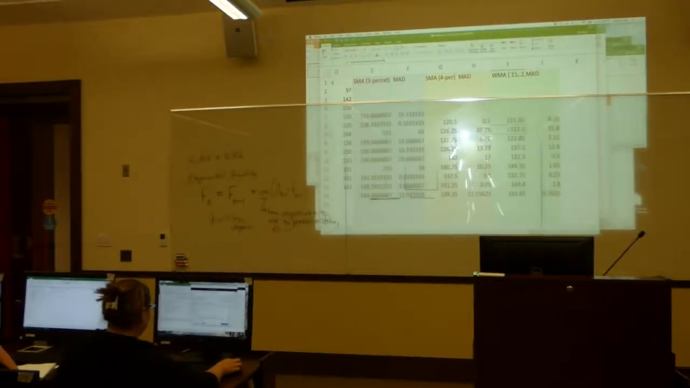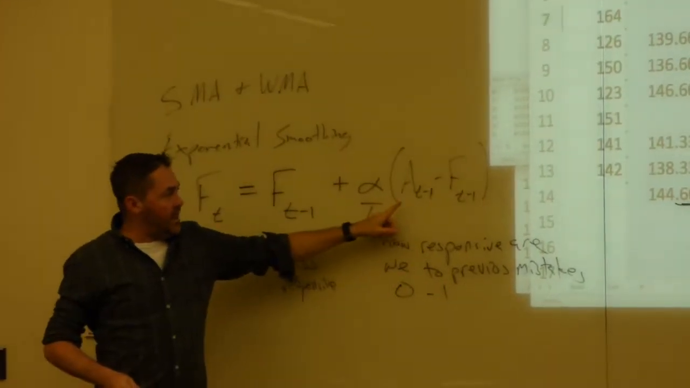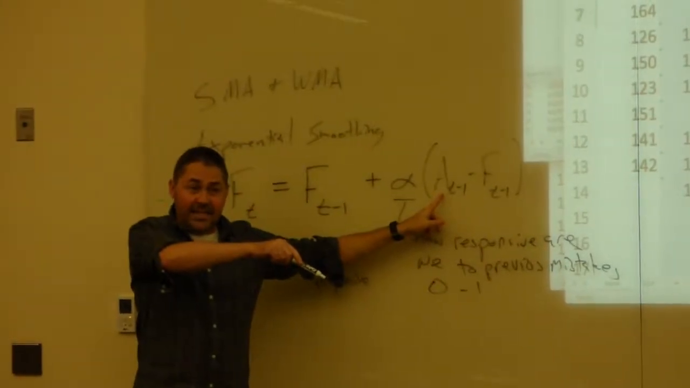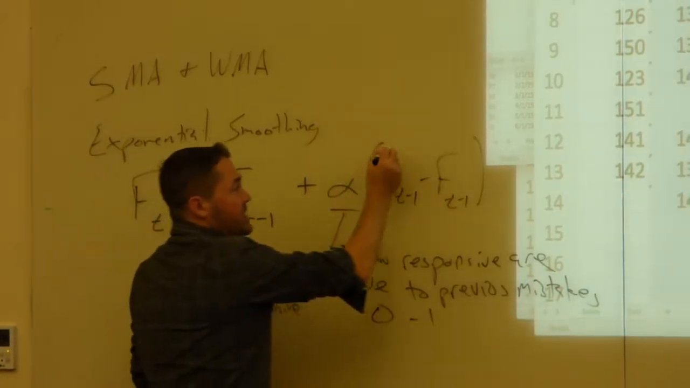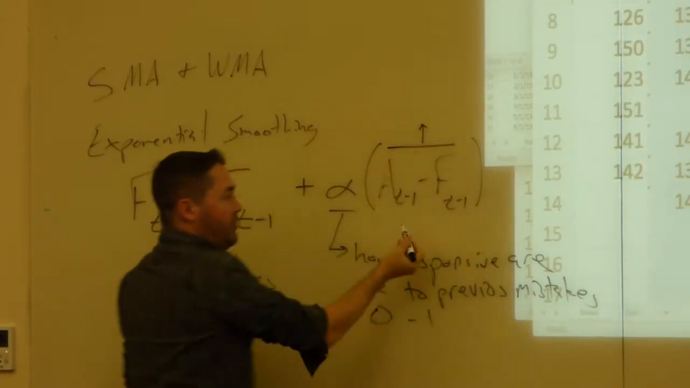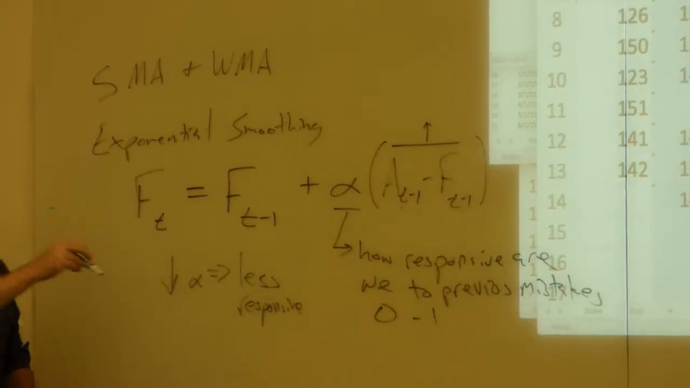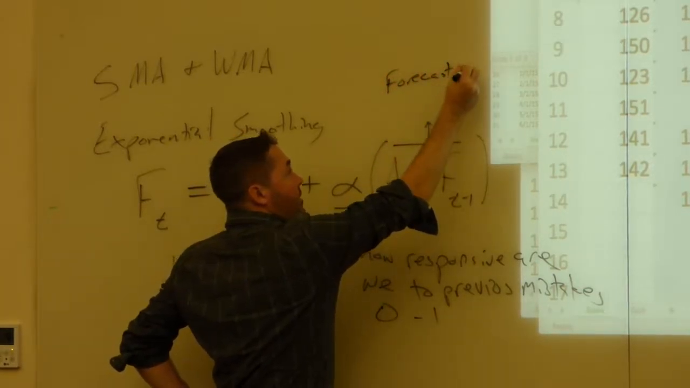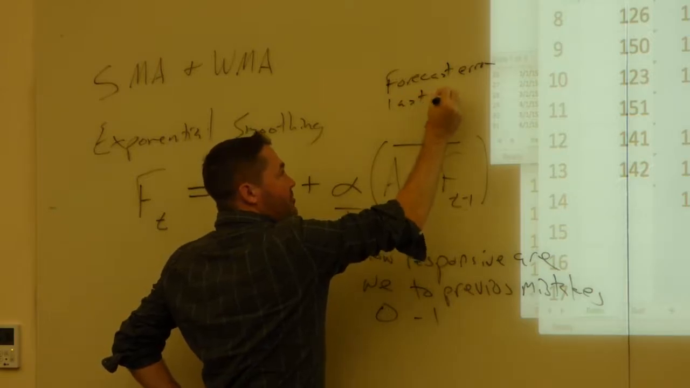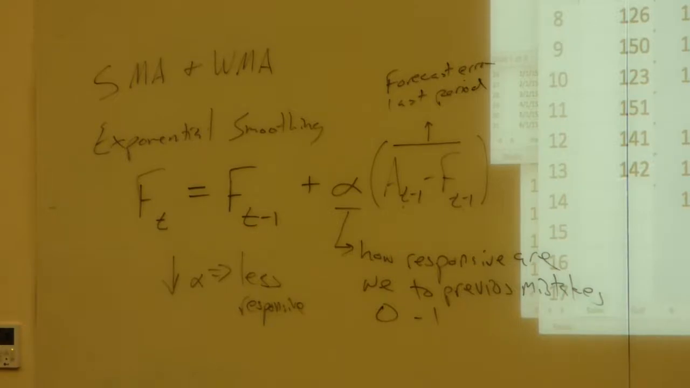Now I finished the equation up here, and again, you don't have to memorize it, but it's helpful to visualize it. It's alpha, this parameter between 0 and 1, times what actually happened last period minus the forecast we had last period. So what is this? What is the gap between what actually happened and what we forecasted? This is the mistake, our forecasting error last period, the difference between what actually happened and what you predicted.